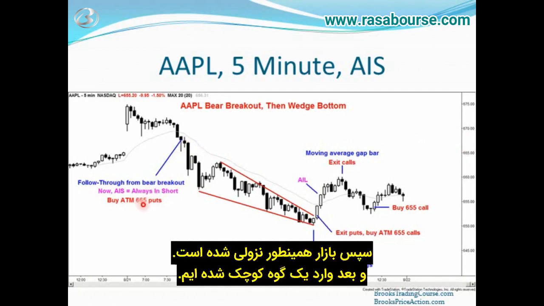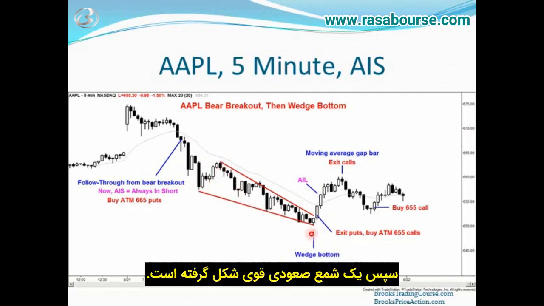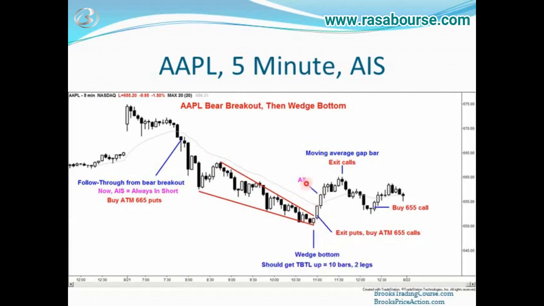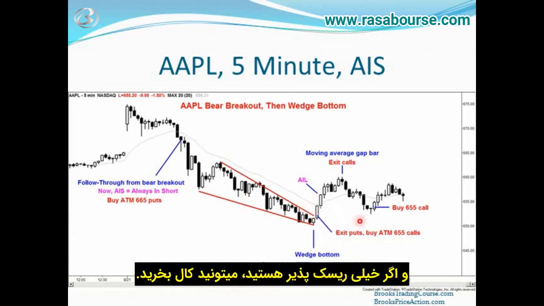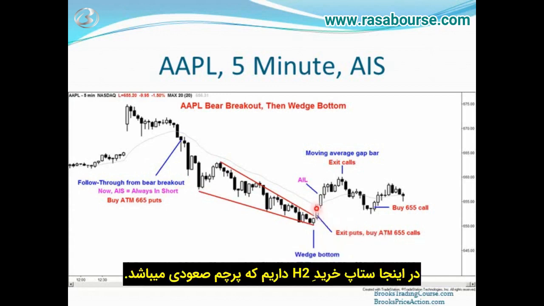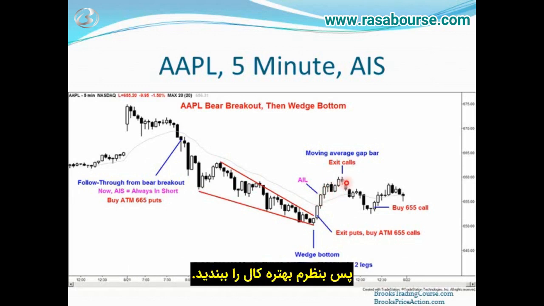Okay, Apple continues down, down, down, down, and now we're in a very tight wedge, and we got a strong bull reversal bar. As soon as the market breaks above that bull reversal bar and out of the channel, you exit your put. You exit your put, and you think about buying calls if you're really aggressive. Here, 2 bars later, the market's always in long. We have a small high 2 bull flag, and a possible failure from the breakout of that flag. I think it's reasonable to exit the puts.